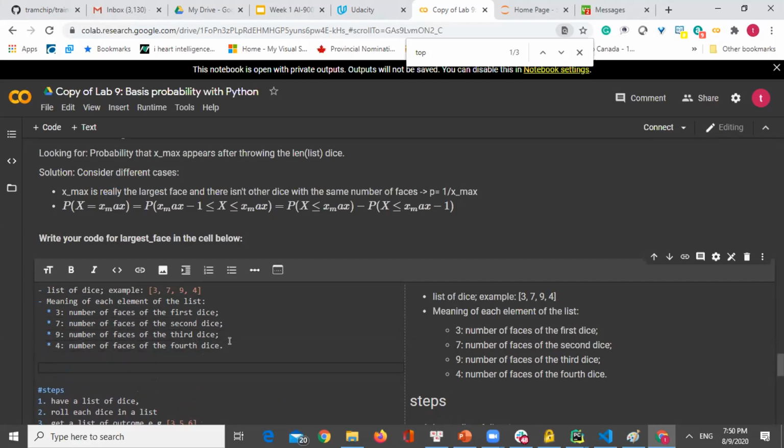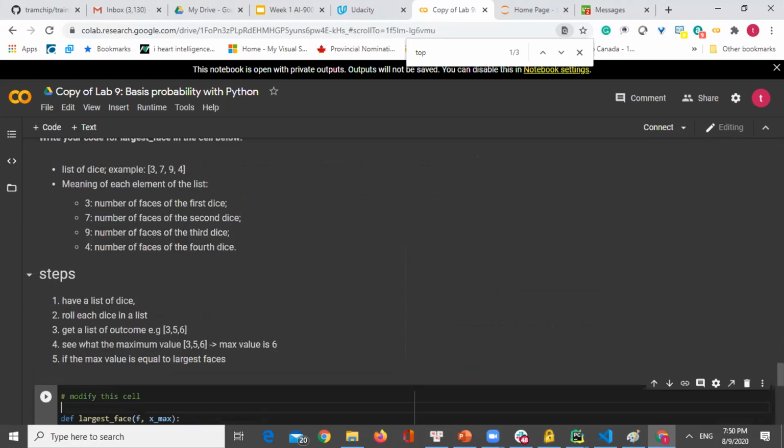Oh, this is our list, 3, 7, 9, 4. Then after rolling, if we roll the first dice, the possible values are 1, 2, or 3. So at the first time we got 3. For this one, the value will be 1, 2, 3, 4, 5, 6, 7. We got 5. For 9, we got 6. The fourth one, we could get 2.